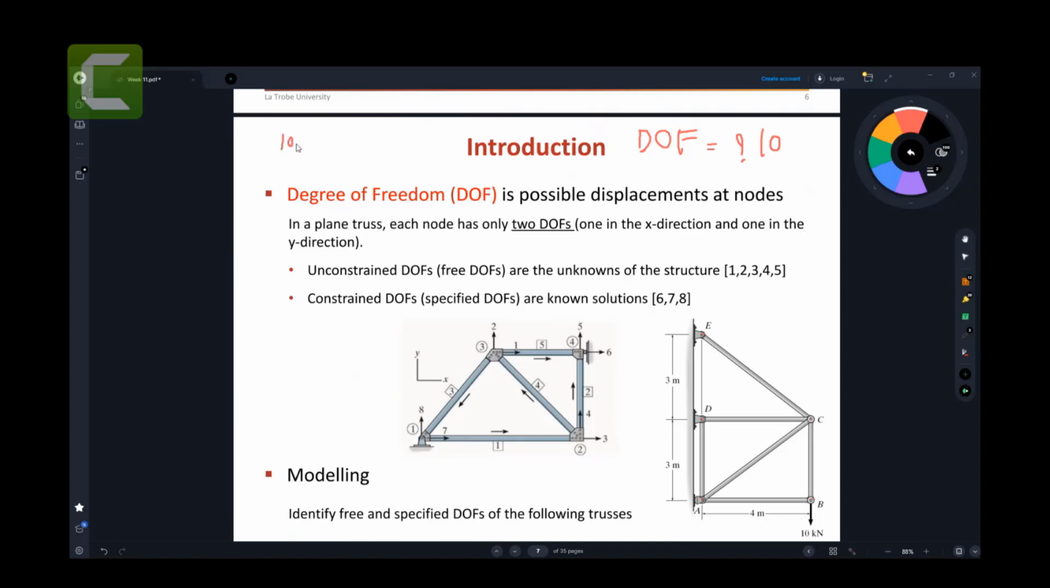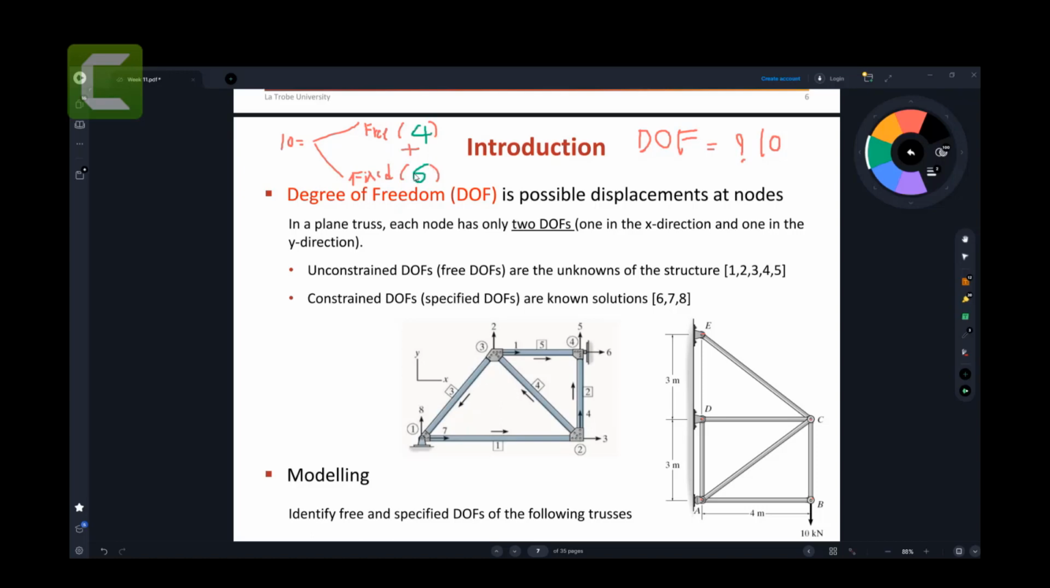Now out of 10, how many are free and how many are fixed? You don't need to tell me which, but you can tell me how many free degrees of freedom. If you add them up, it should be 10. How many fixed degrees of freedom? How many free degrees of freedom? Four free, 6 fixed. Yep, she said 4 free and 6 fixed.